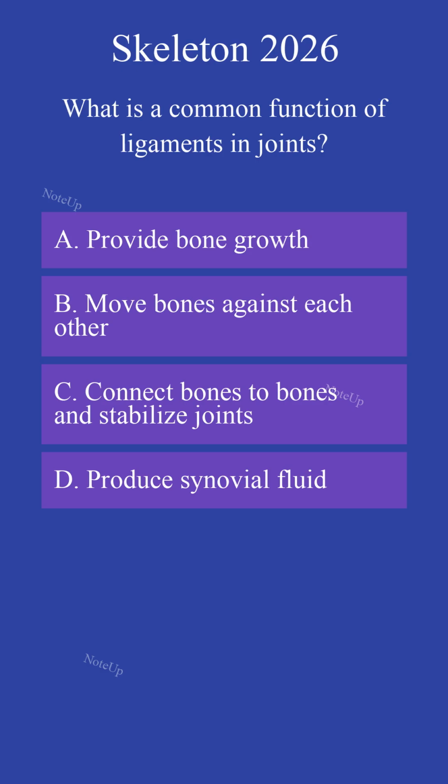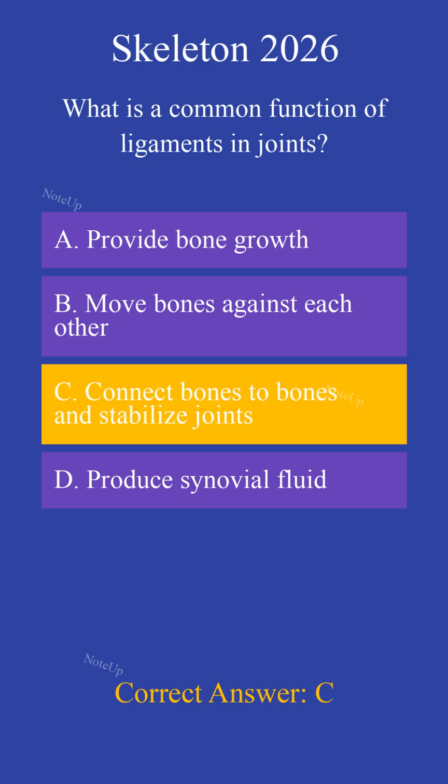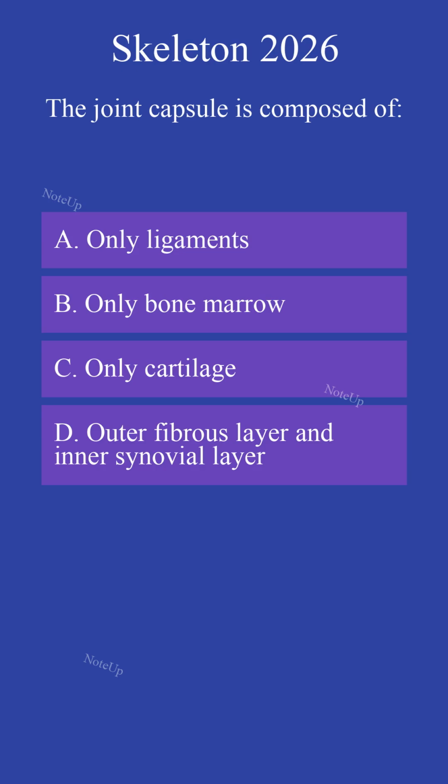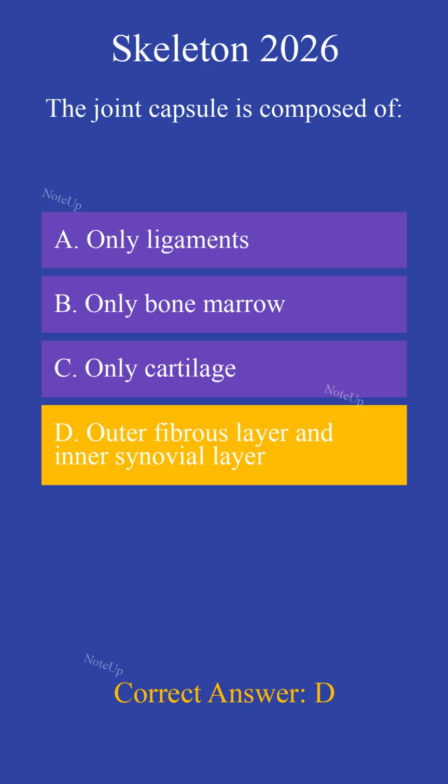What is a common function of ligaments in joints? The correct answer is C. Connect bones to bones and stabilize joints. The joint capsule is composed of. The correct answer is D. Outer fibrous layer and inner synovial layer.